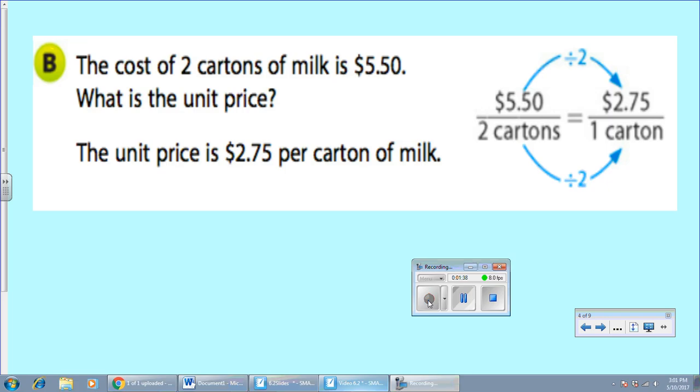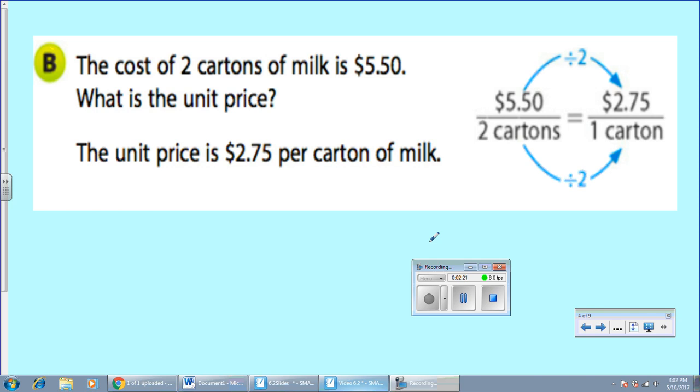All right, so I just want to give you a little bit of information on how to go about finding unit price. So if the cost of 2 cartons of milk is $5.50, what is the unit price? Well, unit means 1. So how much would it be for the 1 carton? And we can set it up as equivalent ratios. So in our previous video, we talked about using our knowledge of fractions and equivalent fractions and setting up our ratios as fractions. And finding the unit price, we make the denominator 1. So we're comparing the original ratio to something out of 1.